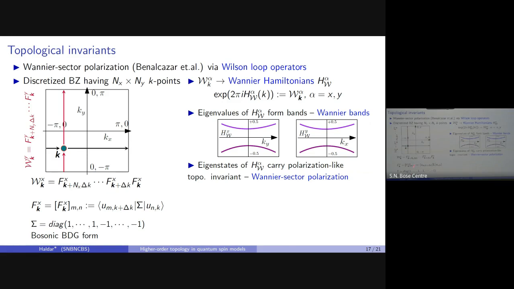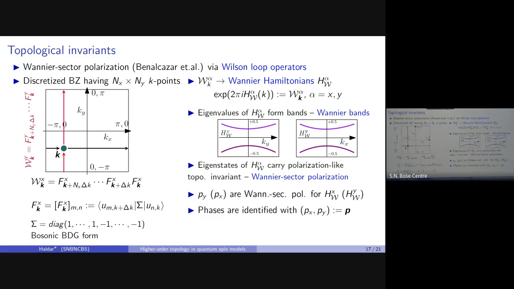Because you are doing a two-step approach, first you find the Wilson loop, then you define a Hamiltonian, and then you find the polarization of that effective Hamiltonian. It's called the nested Wilson loop approach, or also called nested-sector polarization. So using this, there will be two polarizations, P_y and P_x. P_y corresponds to H_x^W and P_x corresponds to H_y^W.